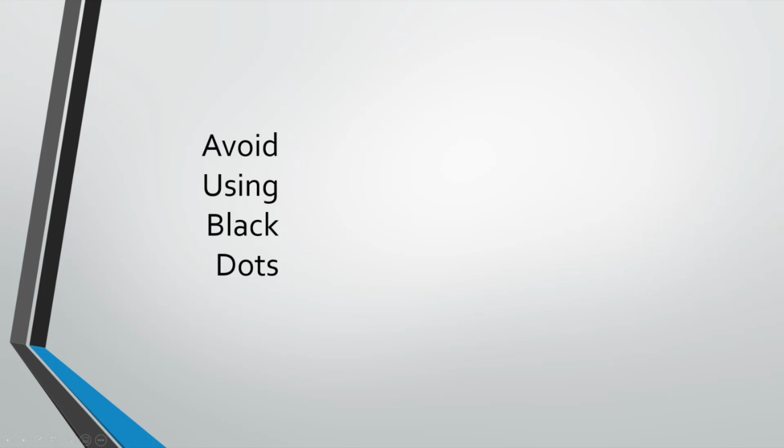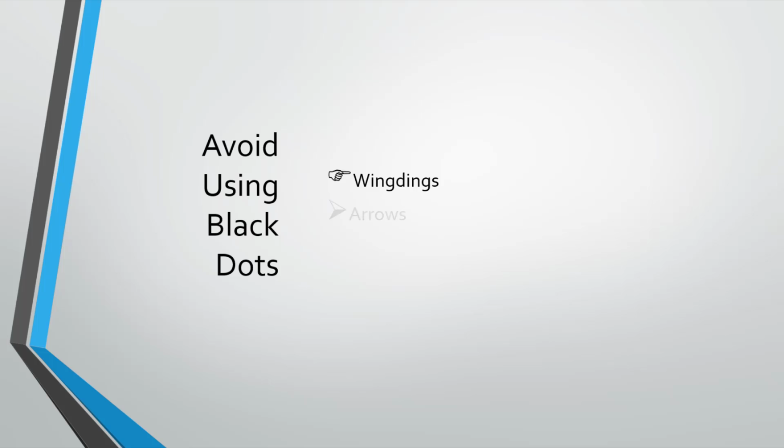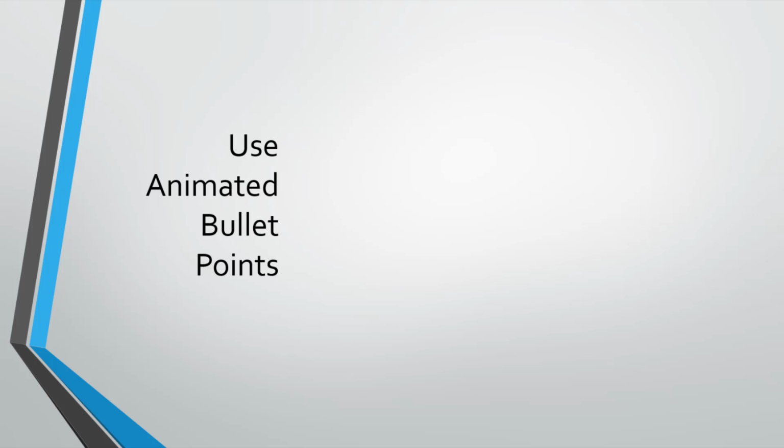Avoid using black dots. Black dots before a line can be a boring design. Try to color your dot using icons such as wingdings, arrows, and logos. Use animated bullets. Use animation to fade in and fade out of your bullet points.